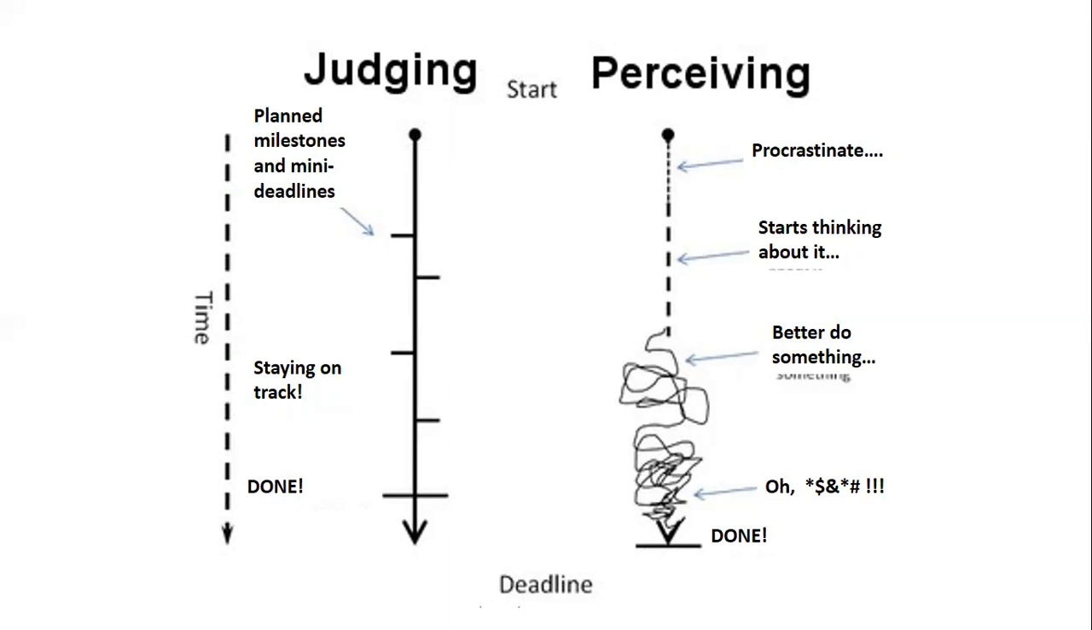Whereas the poor perceiver will in the first place start off by procrastinating, and by the time the judge is already busy with his first draft, the perceiver will think, perhaps I should start thinking about this thing, and a little bit later he will think, I better do something now, and in the end he rushes through it and more or less crash lands into the deadline. Now you can decide, does that sound familiar to you or not?